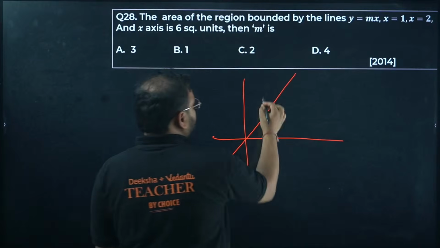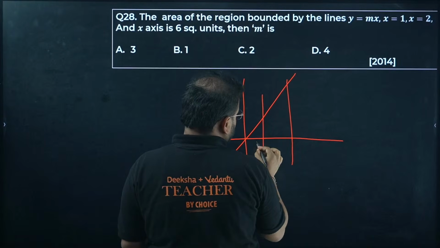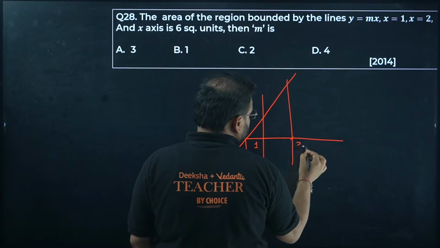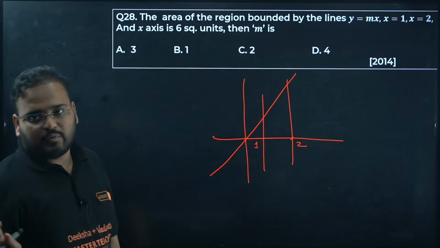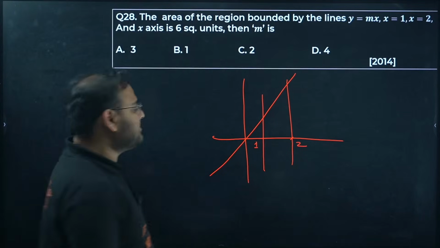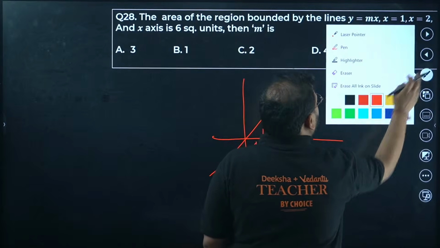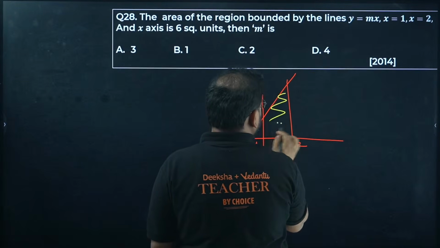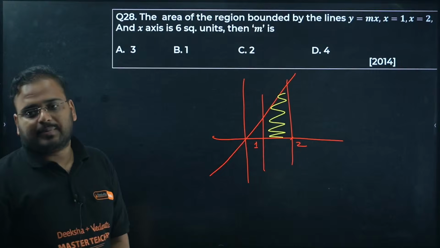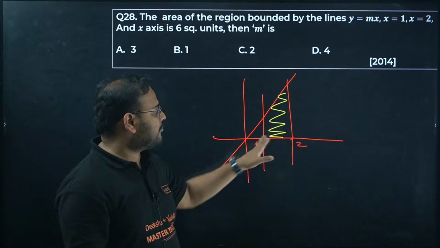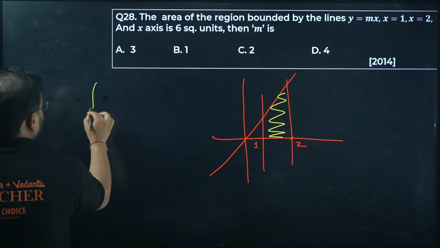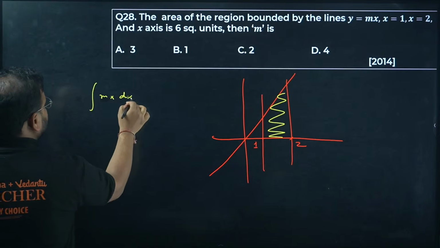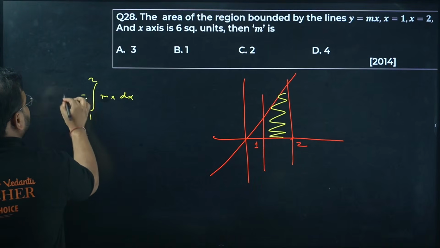x equals to 1 is over here, and 2 is over here. This is 1, this is 2. Just worry about the rough figure, no need to worry about anything else. And the x-axis means we are looking only for the positive value, this is the required area. So basically we are looking for area under this curve from 1 to 2. So integral of mx dx from 1 to 2, and this area is given as 6.